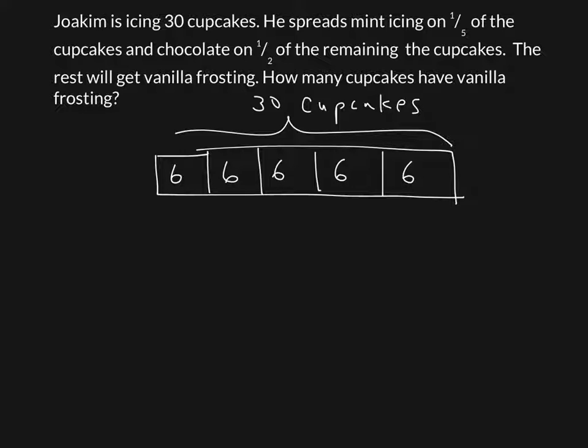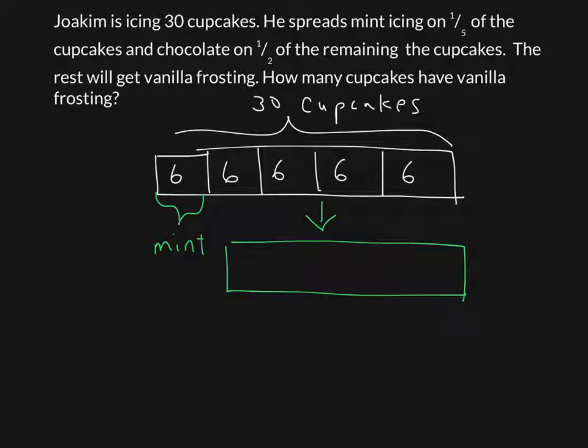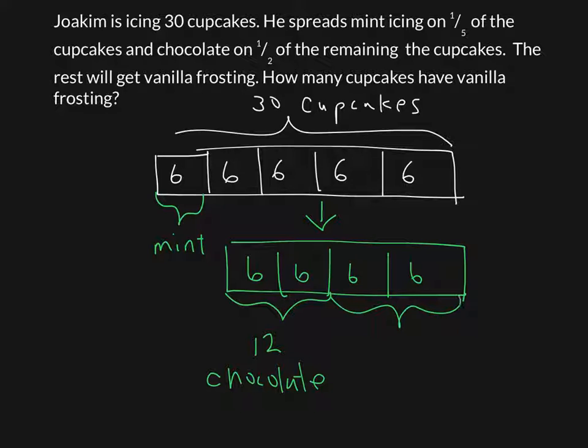And 1/5 are mint. So I'm going to go ahead and label that. Here's the mint right here. And then I will bring the rest down here for the second part of the problem. 1/2 of the remaining cupcakes. So here are my remaining cupcakes. And 1/2 of those are chocolate. So that means that 12 are chocolate. And of course the ones that are left over are vanilla, so I have 12 vanilla cupcakes.